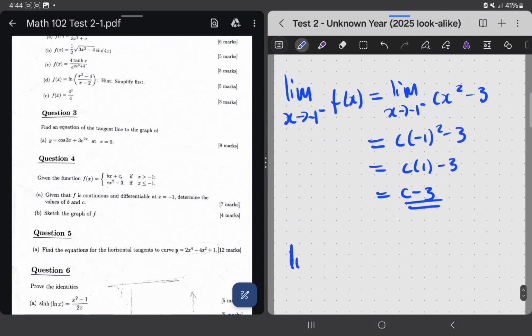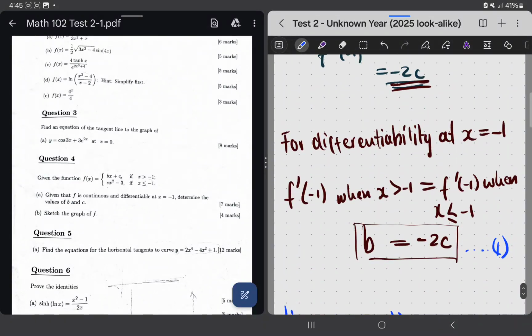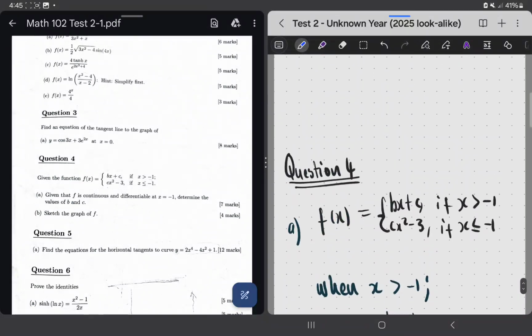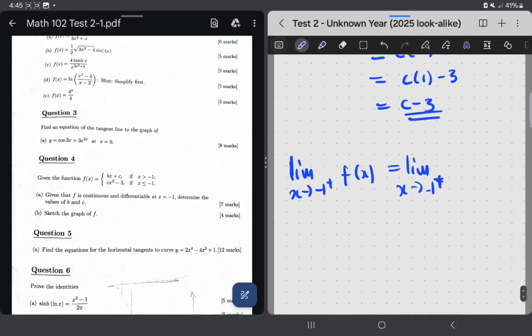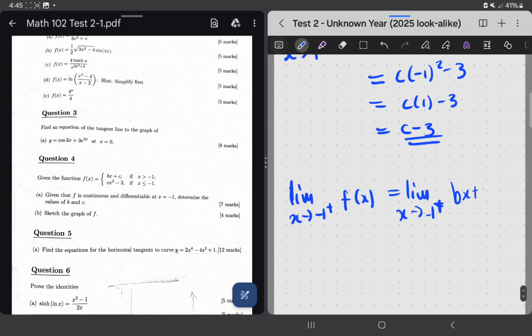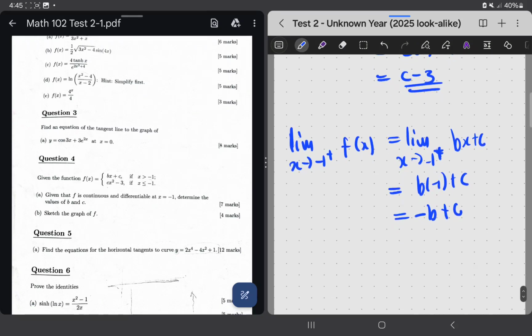Then we can now say, what is the limit as x approaches negative 1 from the right of f of x? We're coming from the right, so we are bigger than minus 1. We go back to our piecewise; if we're bigger than minus 1, we take this one, bx plus c. It's a polynomial, so you substitute. Where there's x, you put negative 1. So it's b by minus 1, then plus c, which is negative b plus c. This is going to be the limit.